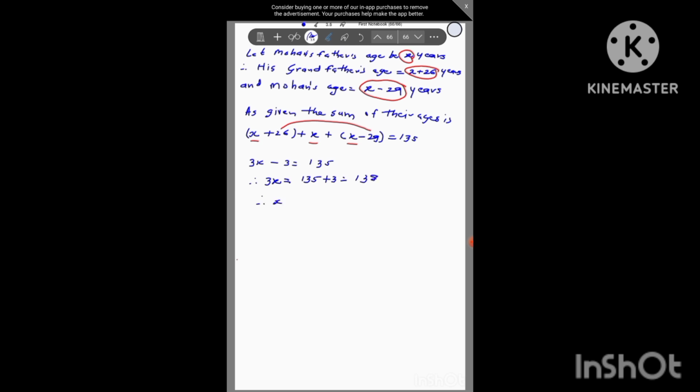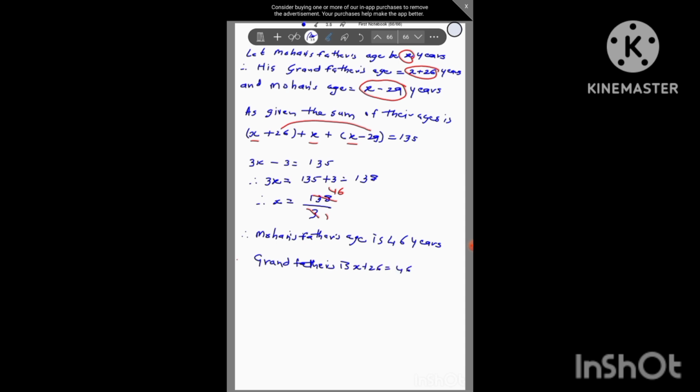So 3 goes on this side and it will be x equal to 138 upon 3. We multiply all this, divided by 3, and get 46. So x was taken as Mohan's father's age, remember this. So that is 46. So grandfather's age will be 46 plus 26. Okay, that will be 72 years.